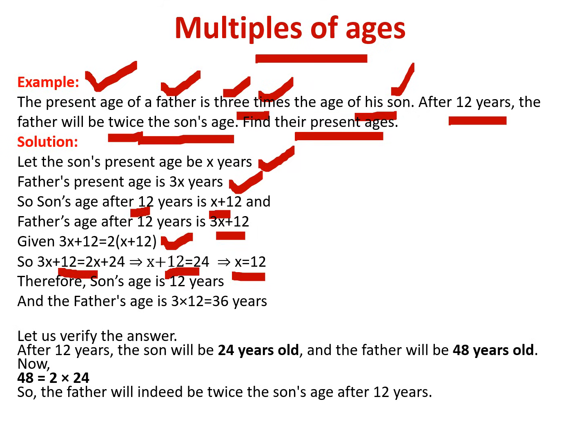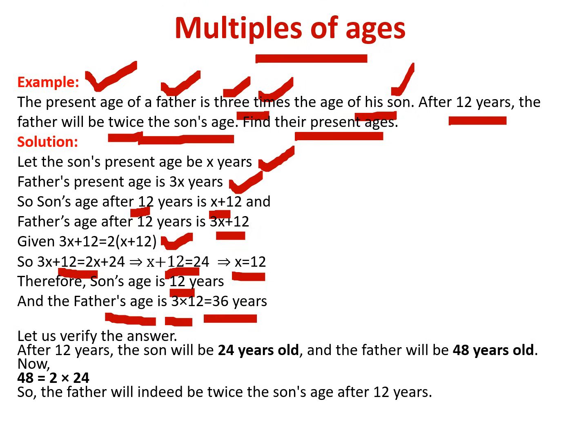Since we assumed the son's present age to be x, the son's present age is 12 years. The father's present age is 3 times the son's age. So, the father's present age is 3 into 12, which is equal to 36 years. Therefore, the son is 12 years old and the father is 36 years old.